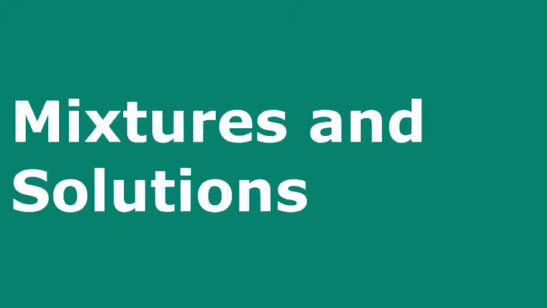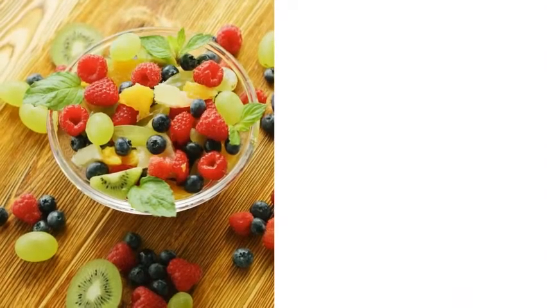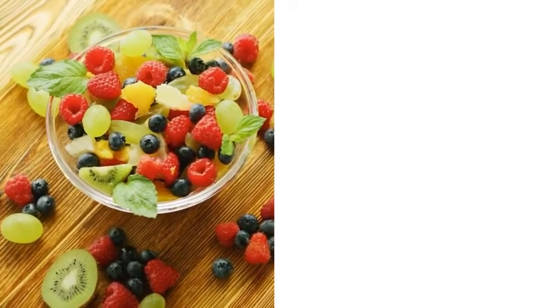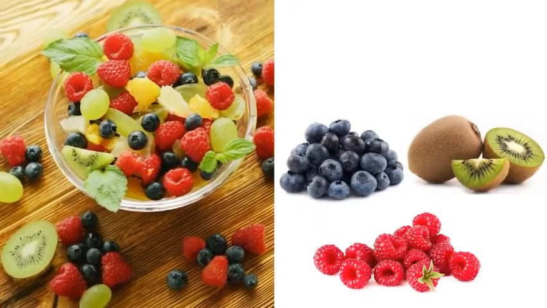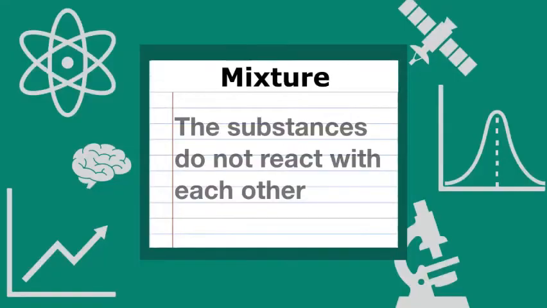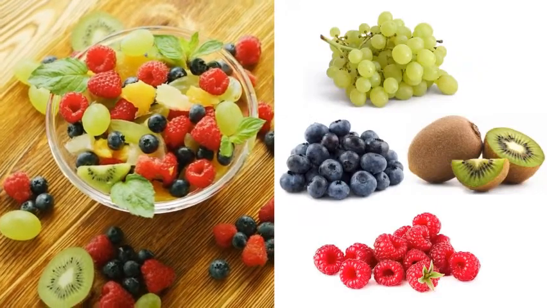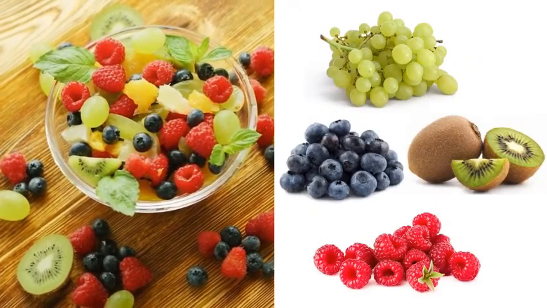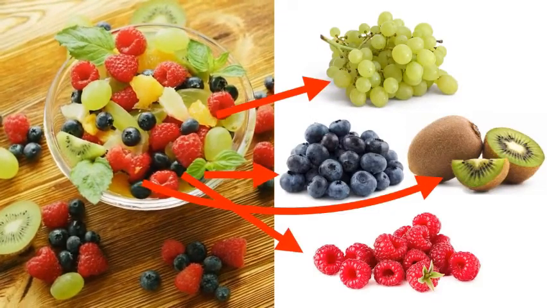Mixtures and solutions. Now, a mixture is anything made by combining 2 or more different substances. For example, if you've ever eaten a fruit salad, you've seen a mixture. You make a fruit salad by mixing together blueberries, raspberries, kiwis, grapes, and any other fruits you'd like. Now, a key feature of a mixture is that the substances do not react with each other. For example, in your fruit salad, nothing has changed about the fruit just because you've mixed it together. If you wanted to, you could separate out each individual fruit and see that nothing about it has changed.